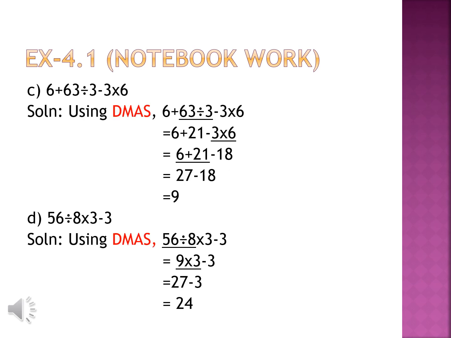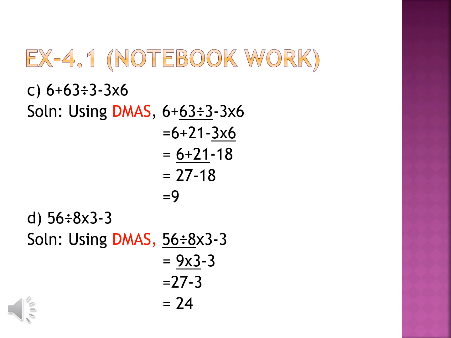Let's try to solve C part now. 6 plus 63 divided by 3 minus 3 multiply 6. So again we have 4 operations here: addition, division, subtraction, multiplication. Using the rule, which operation first of all? Division first of all. So I have underlined the division case. 63 divided by 3. Divided in the rough side you will get the answer as 21.